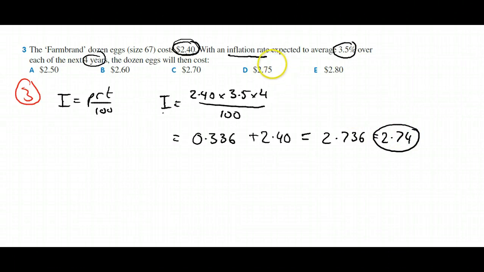And we can see that that's very close to this one here, D. Yeah, I guess they've rounded it up to 2.75 because, you know, it needs to be a multiple of 5 cents because that's the smallest amount of money you can have. So you can't have 2.74 as the value of something. Alright, let's move on to question 4.